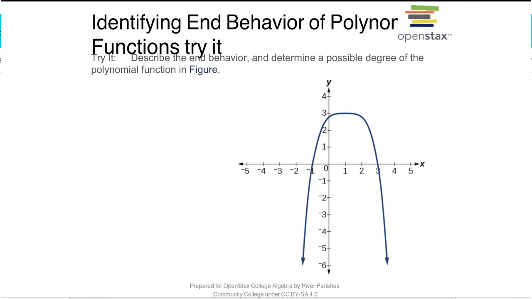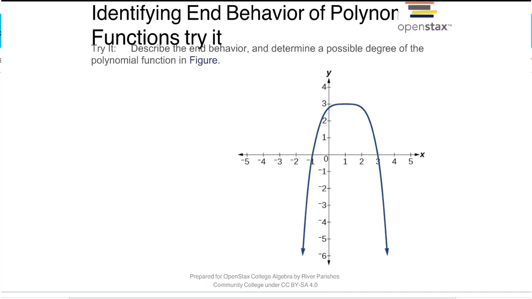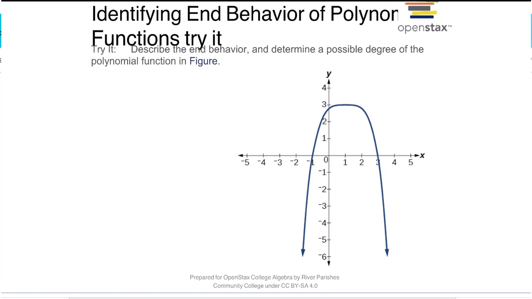All right, so identify the end behavior of the polynomial. Describe the end behavior and determine the possible degree of the polynomial function, just like we did on the last example. Pause the video and then come back and we will go over it.